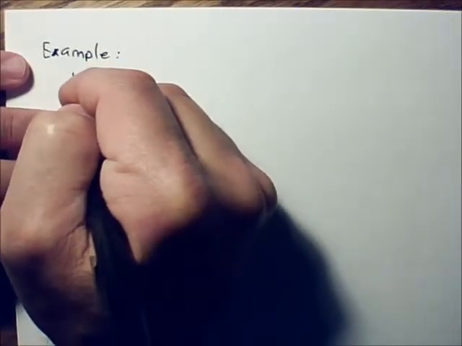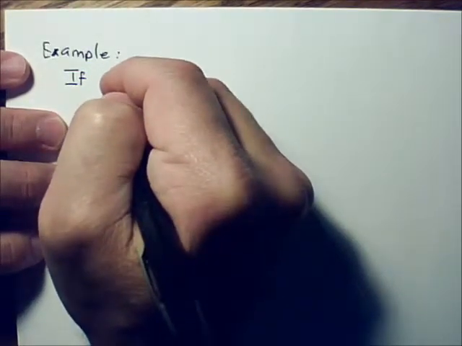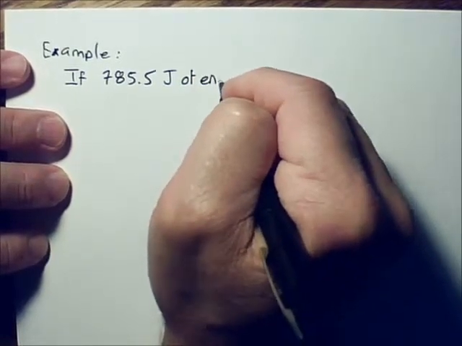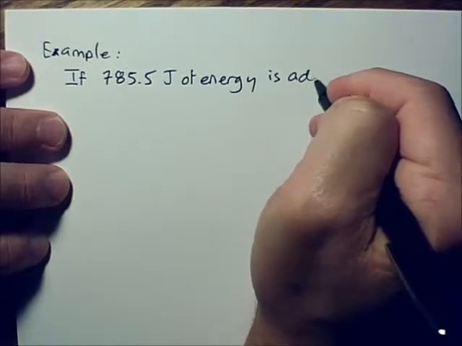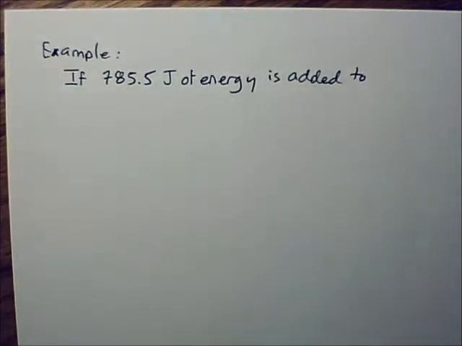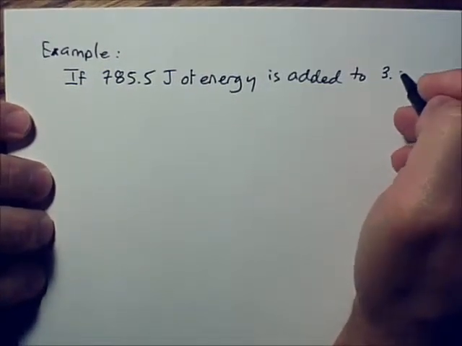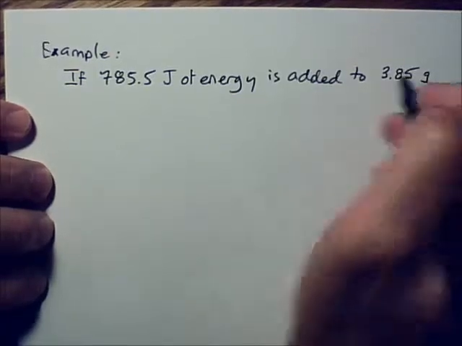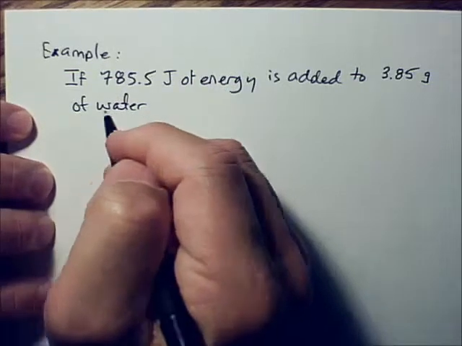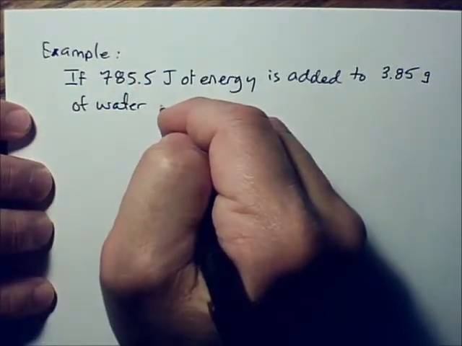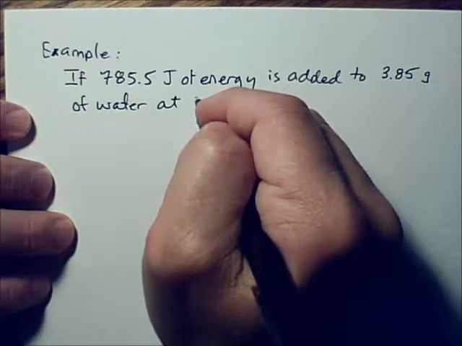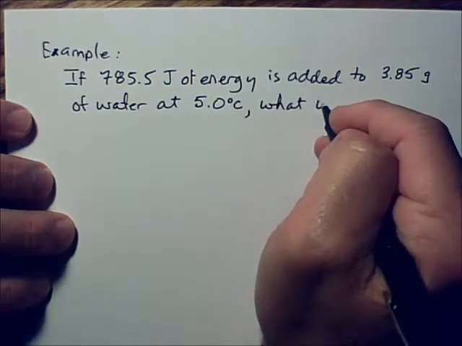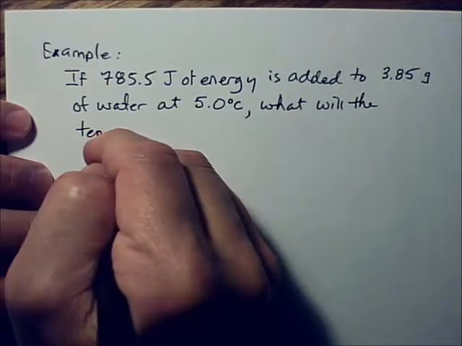Let's say that if 785.5 joules of energy is added to 3.85 grams of water, and I'm just making this stuff up, at 5.0 degrees C, what will the temperature become?